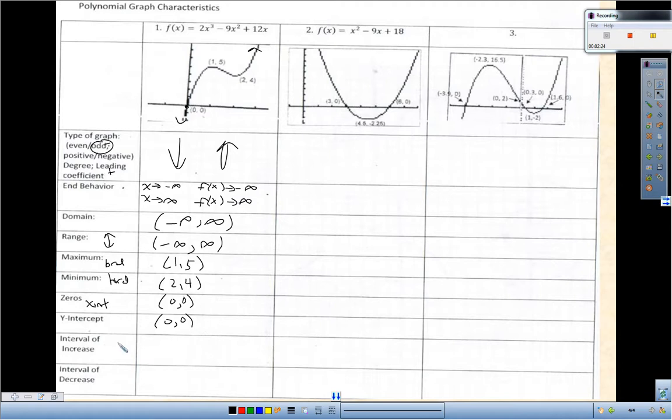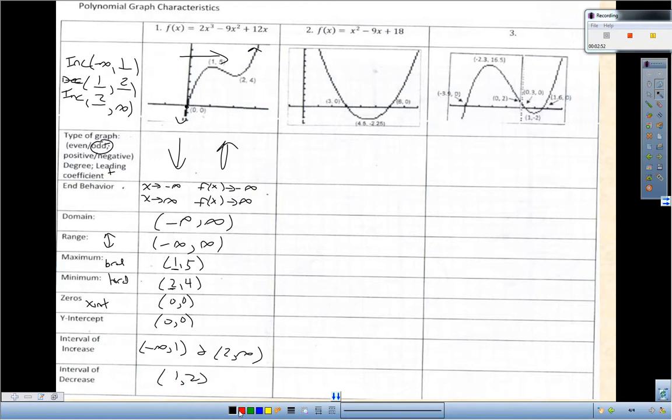My intervals of increasing, remember, read the graph from left to right. So my graph first is increasing, then decreasing, and then increasing. Remember, always start with negative infinity and always end with positive infinity. Look at your maxes and mins and use the x values and go in order. So 1 comes first and then 2. So the graph is increasing from negative infinity to 1 and from 2 to infinity, and then it's decreasing from 1 to 2. Alright, let's take a look at the second one.